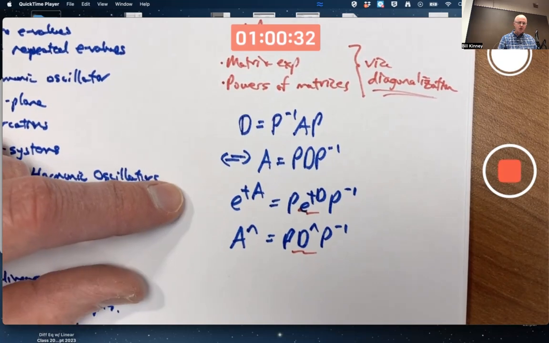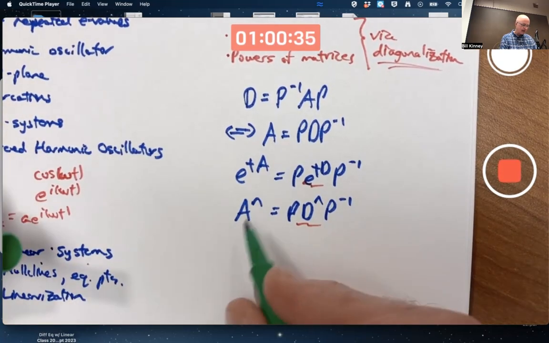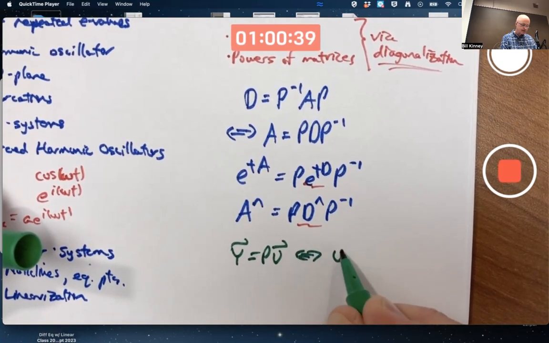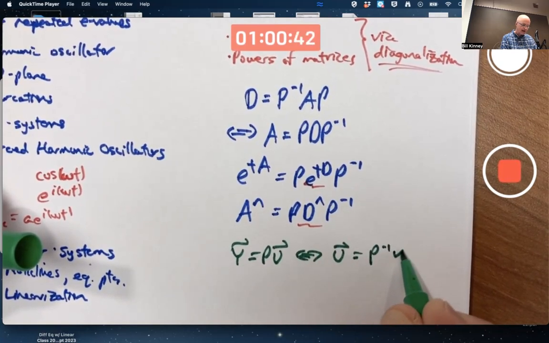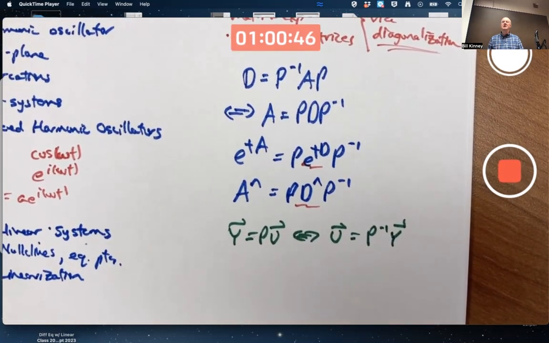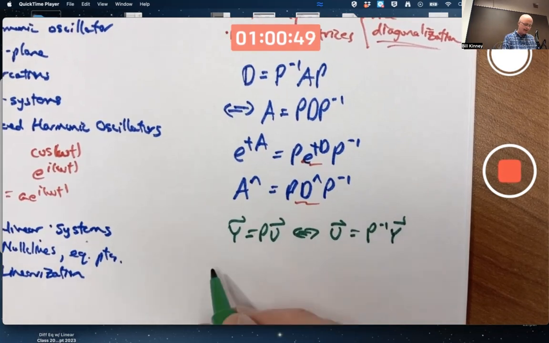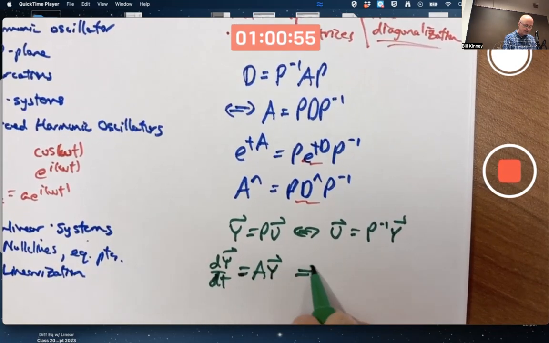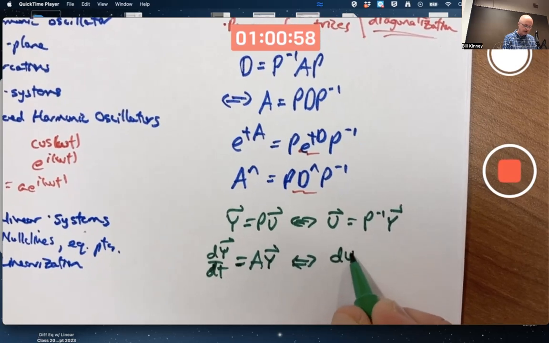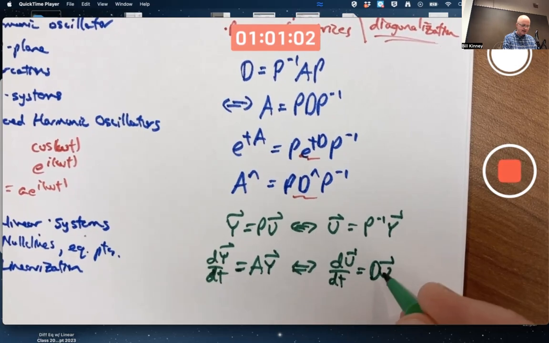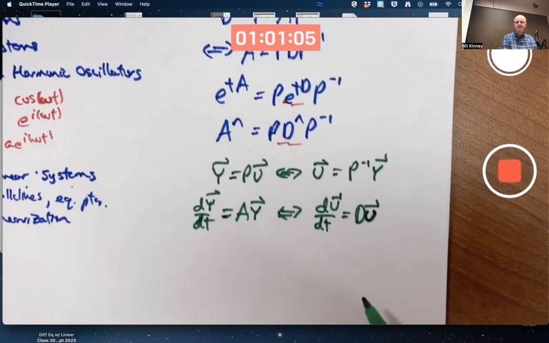We also related this to coordinate changes, which I always remember as Y equals PU, which is equivalent to U equals P inverse Y. P is your change of coordinates matrix. It's implementing a coordinate change. And the system dY/dt, for example, equals AY is equivalent to dU/dt equals DU. And if D is diagonal, that's a completely decoupled system.